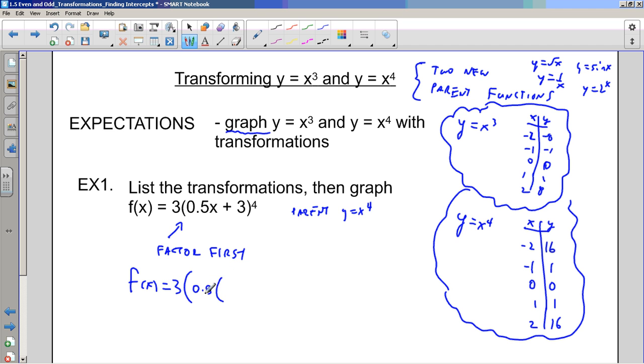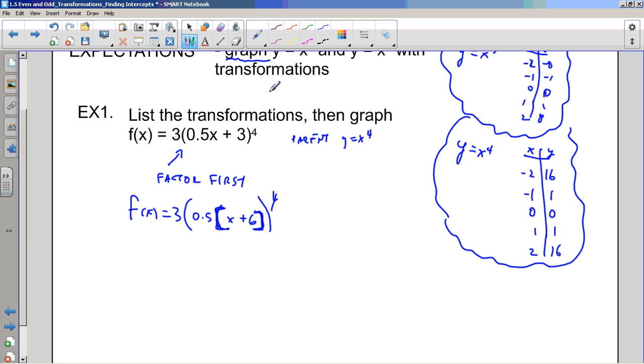And now I can see what the horizontal transformation is. I'm going to make square brackets here just so I can see what's going on. When I factor out a 0.5, that's like dividing by 2. And so the opposite operation is multiplying by 2. And notice that if I were to go back in the opposite order and expand this back out, yeah, I get a 3 there. And now I can hopefully see all the transformations.